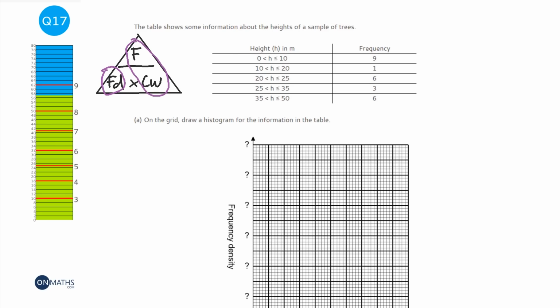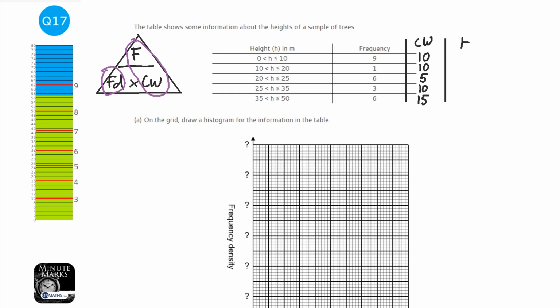Okay, so the first thing I want to plot is our class widths on each of these because I'll need to know what they are. So the first class width, where it's 0 to 10, so the class width is 10. The next one's 10, and be careful because actually the next one is 20 to 25, so that's only 5, that one. The next one's 10 and the last one's 15.